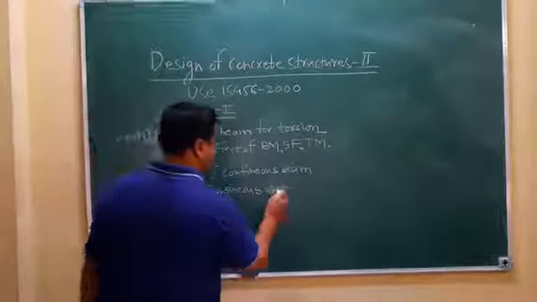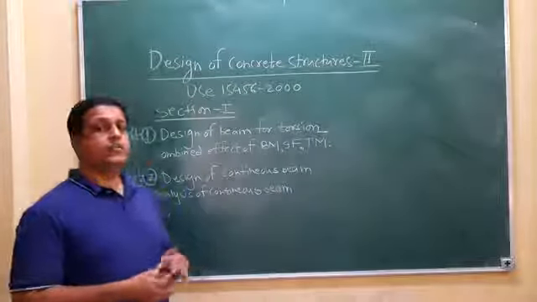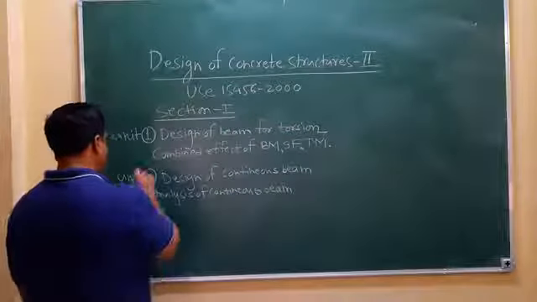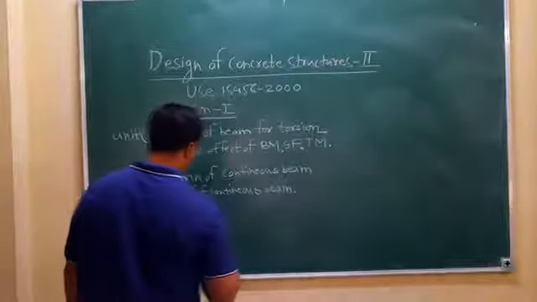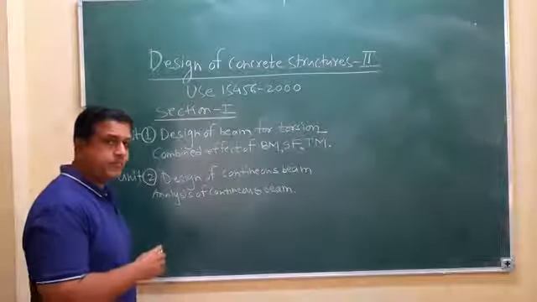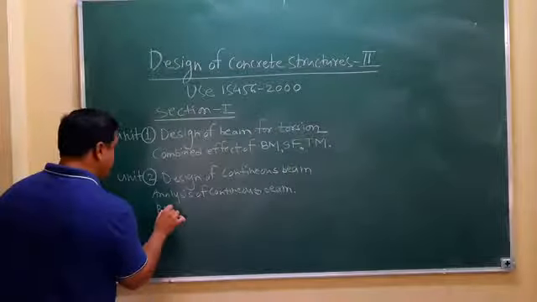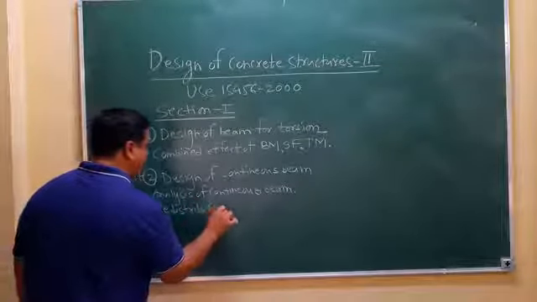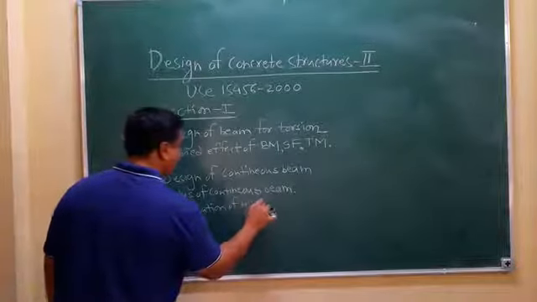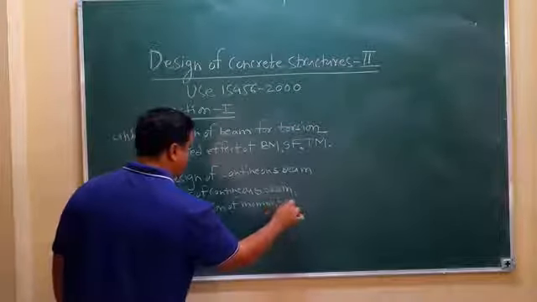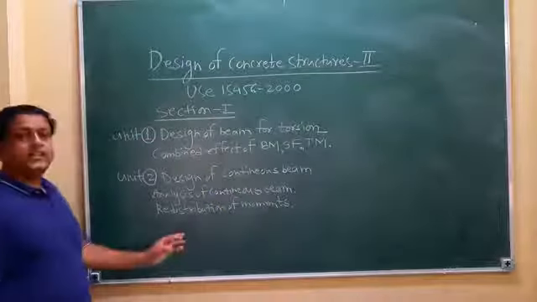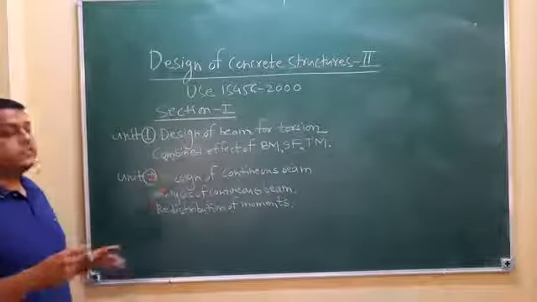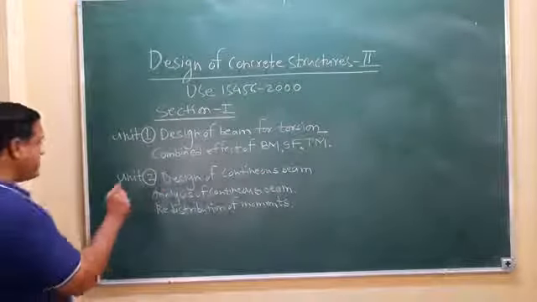Analysis of continuous beam using exact and coefficient method, that I will tell you in detail when we get to unit number 2. Analysis of a continuous beam, redistribution of moments, that part I will tell you later on. What exactly is the redistribution of moments? These are the contents of unit number 1 and unit number 2.